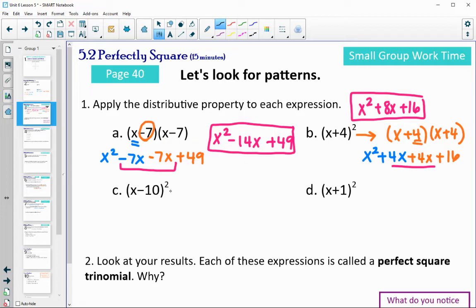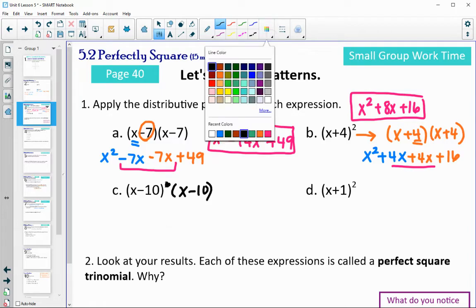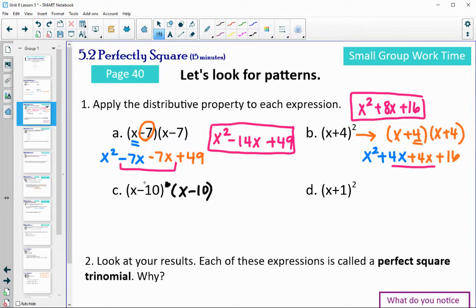Next one, so x minus 10 squared. So again, that's going to be x minus 10 times itself. And we'll take and distribute the x into both pieces. So x times x is x squared. X times -10 is -10x.